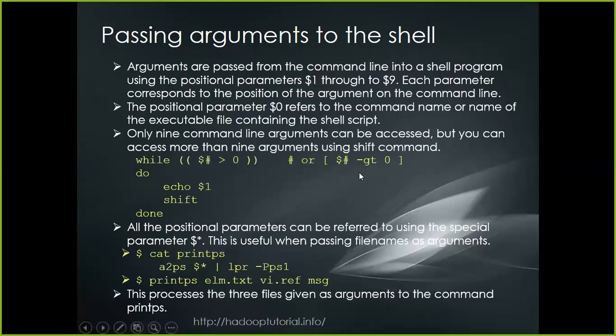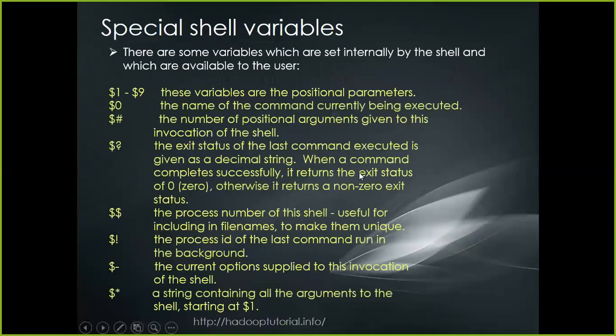So that way you can practice the remaining things. The shell variables $1 to $9 are all the positional parameters. $0 is the command itself. $# is the number of arguments. And $? is the exit status of the last command that was executed. Okay, and that much is enough. We rarely use these things.